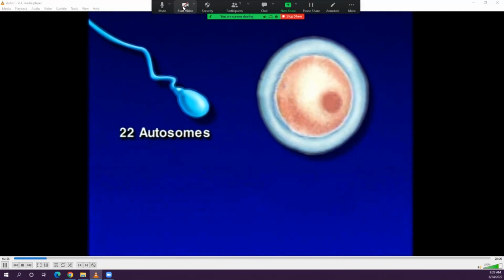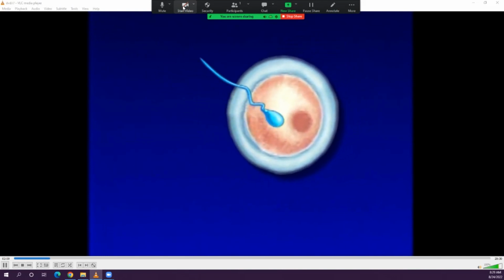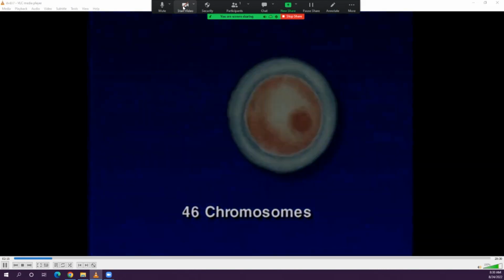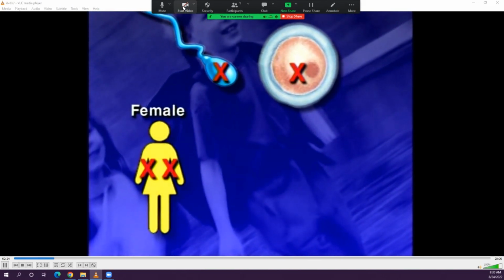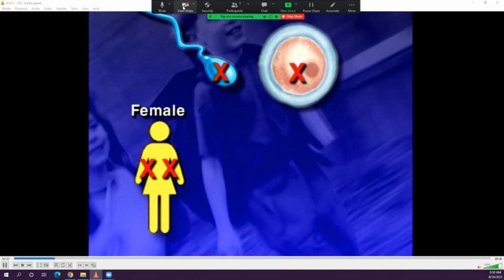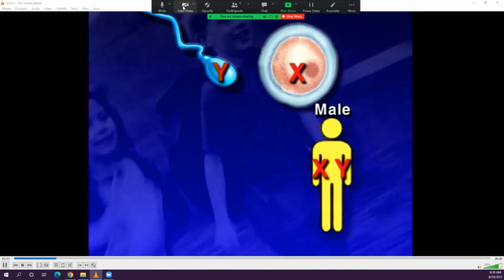Each sperm has 22 autosomes and either an X or Y chromosome. Each ovum has 22 autosomes and an X chromosome. This reduction is necessary so that when a sperm penetrates an ovum, the zygote will have 46 chromosomes, which is the normal number for the human organism. The new organism will be female if the sperm with an X chromosome unites with the ovum. The new organism will be male if the sperm with a Y chromosome unites with the ovum.